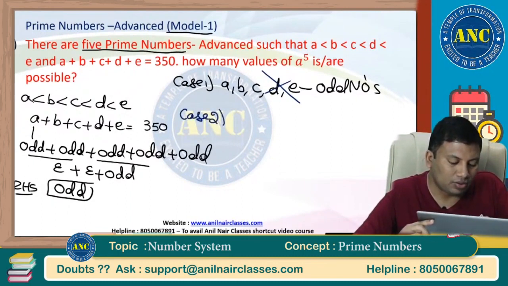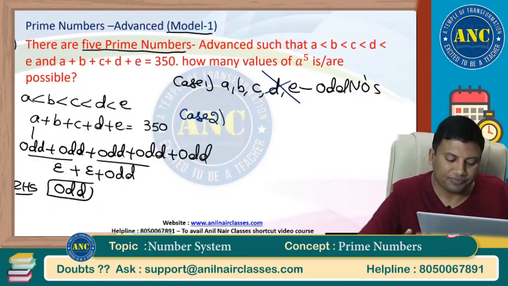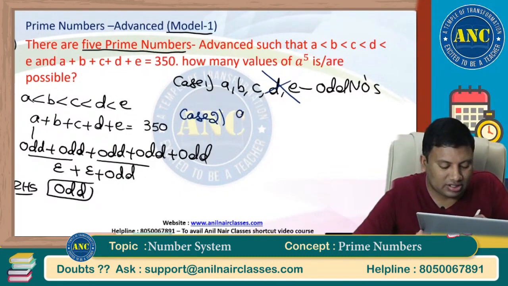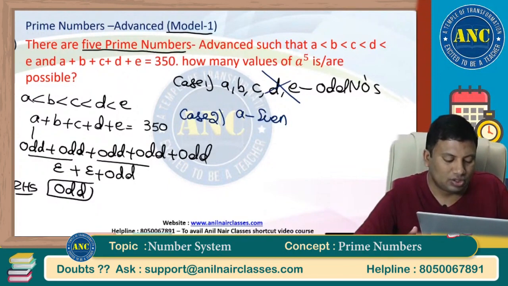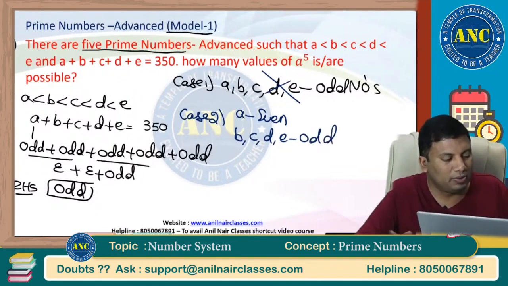Case number 2. You cannot have more than one even number in the set of prime numbers. So the next case is, the lowest prime number is 2. So A is even, and B, C, D, E are odd. Why only A should be even? Why?